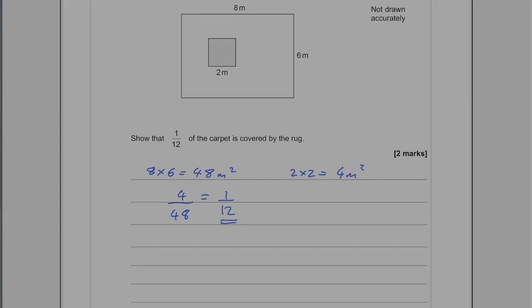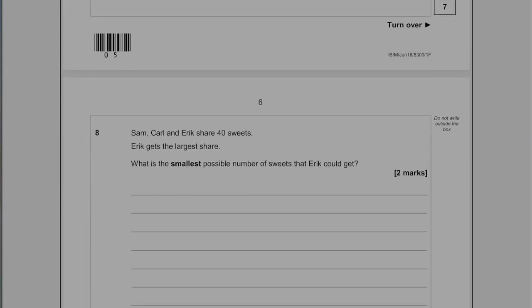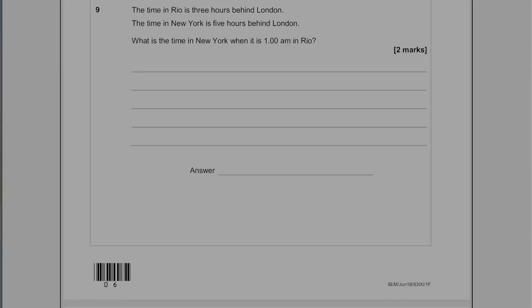Right, question 9. The time in Rio is 3 hours behind London. The time in New York is 5 hours behind London. What is the time in New York when it is 1 o'clock in Rio?